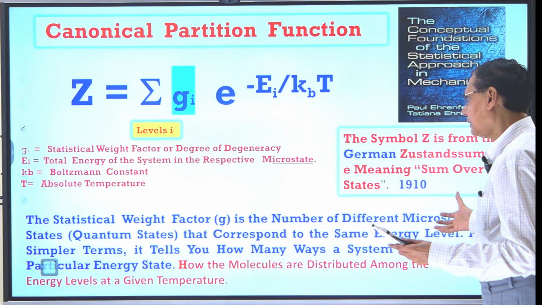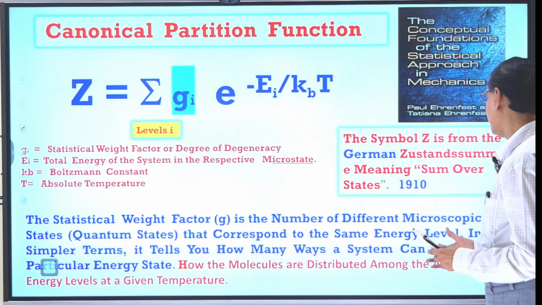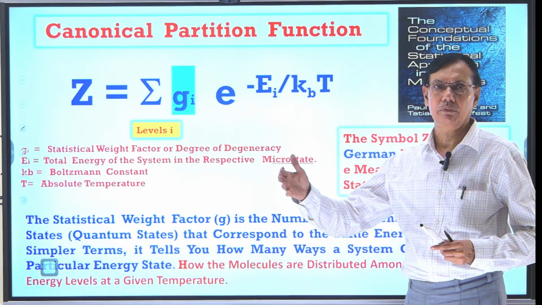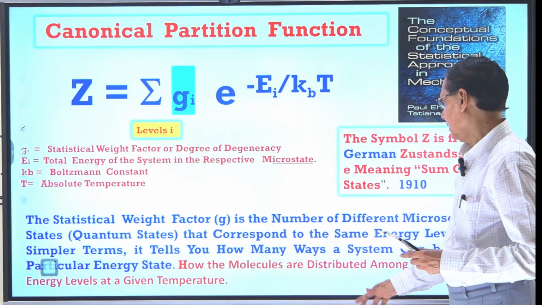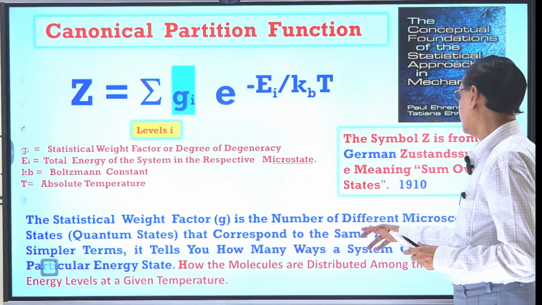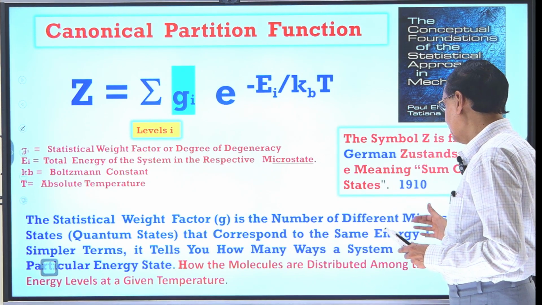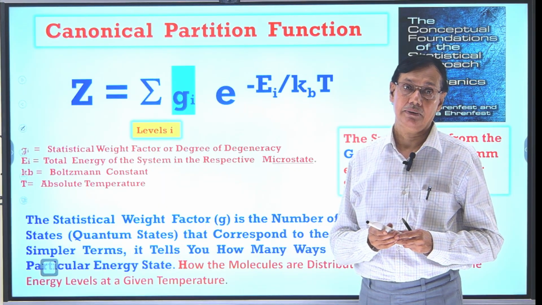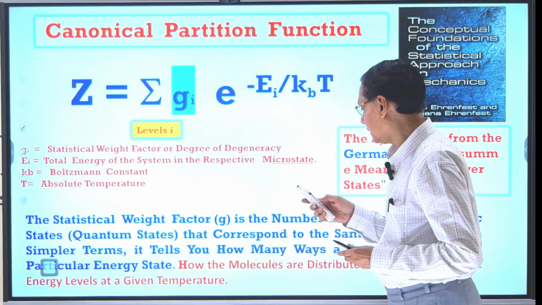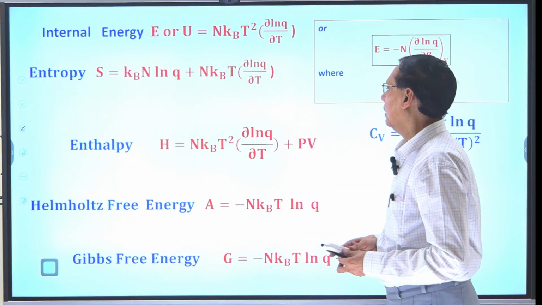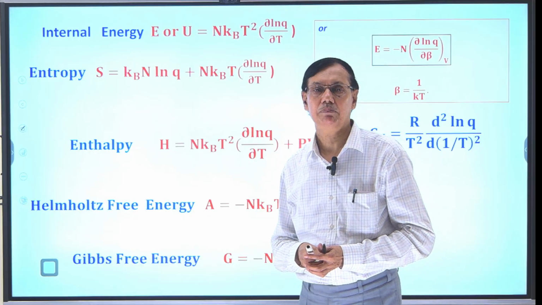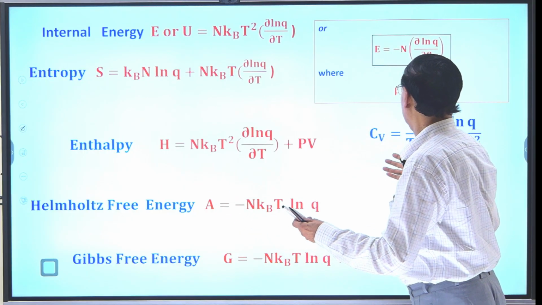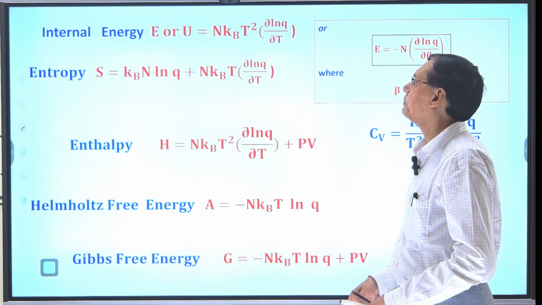So in simpler terms, it tells how many ways a system can be in a particular energy state, because different molecules have different types of energy. So how the molecules are distributed among the available energy levels, of course, at a given temperature. If you know the partition function, you can determine all thermodynamic parameters. So to avoid confusion, I am showing the formula in two ways.